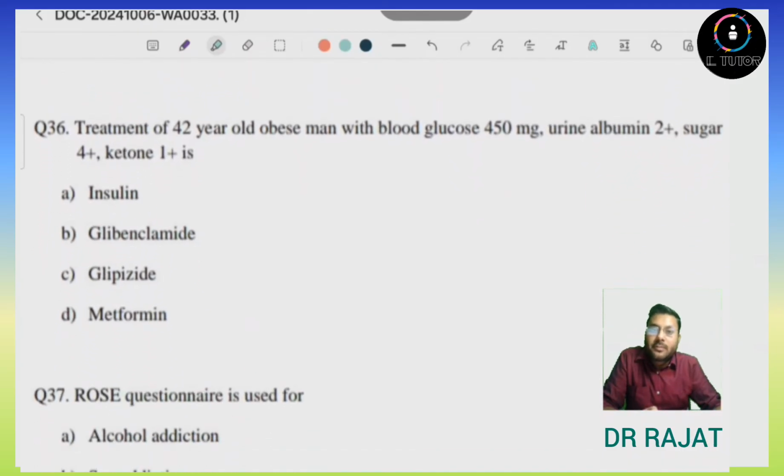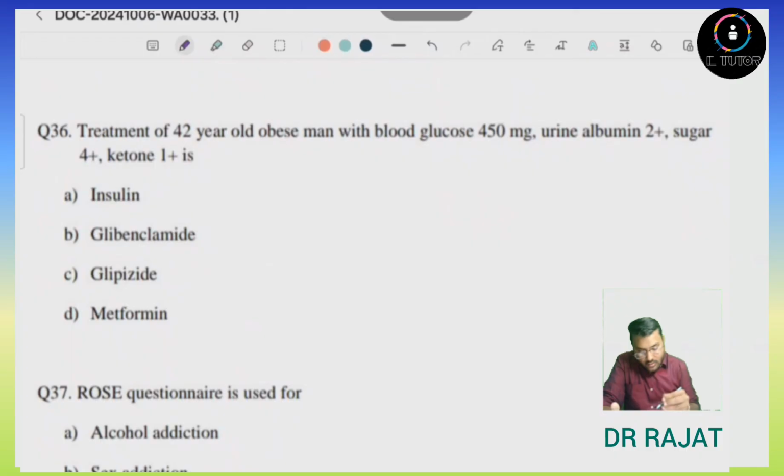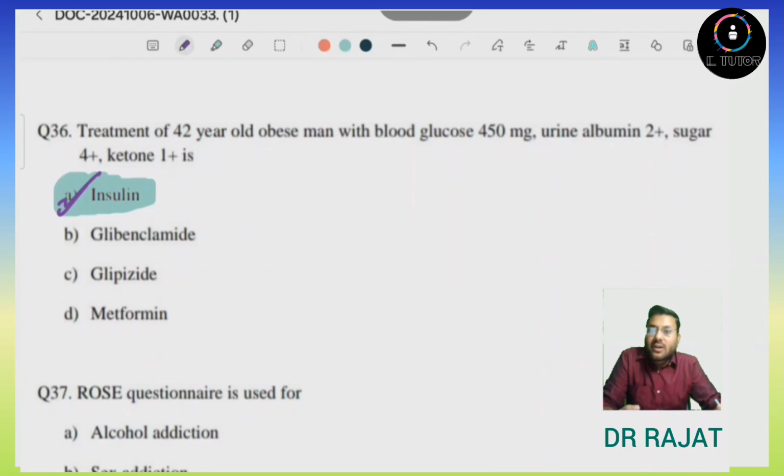Treatment of 42 years old obese man with blood glucose 450, urine albumin 2 plus, and sugar 4 plus, ketone 1 plus. So we know in the given question, blood glucose is 450. It means diabetes mellitus is there, and ketone is also present. So ketoacidosis is also there, and we know that whenever there is a ketoacidosis or ketonuria, then generally first treatment will be insulin. So answer here will be insulin. Then after that we will go for the test for the electrolytes to see the levels of potassium. If the potassium levels are low, then we have to give KCl also.